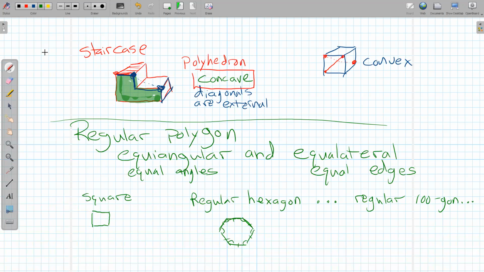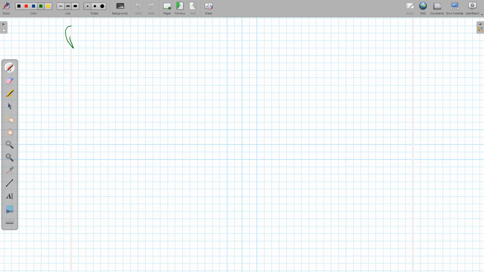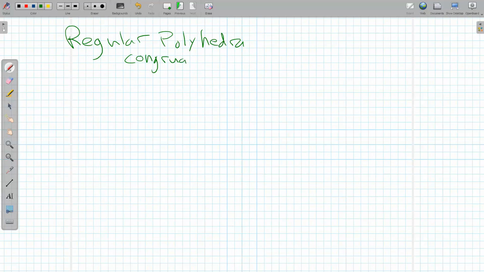When we start to look at 3-dimensional regular shapes, it gets a little more complicated. So regular polyhedra: all of the faces must be congruent, same size, same shape. So it has to have congruent faces. All the edges have to have the same measurement, so they have to be congruent edges.